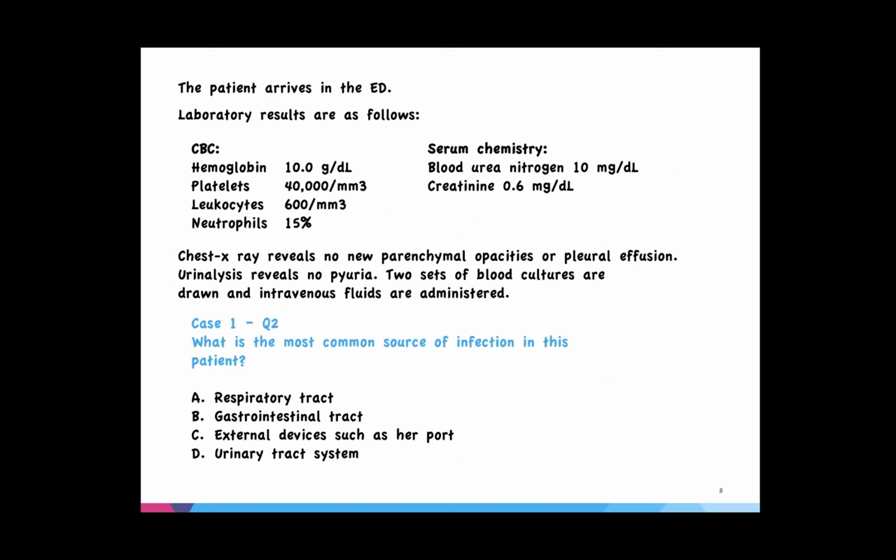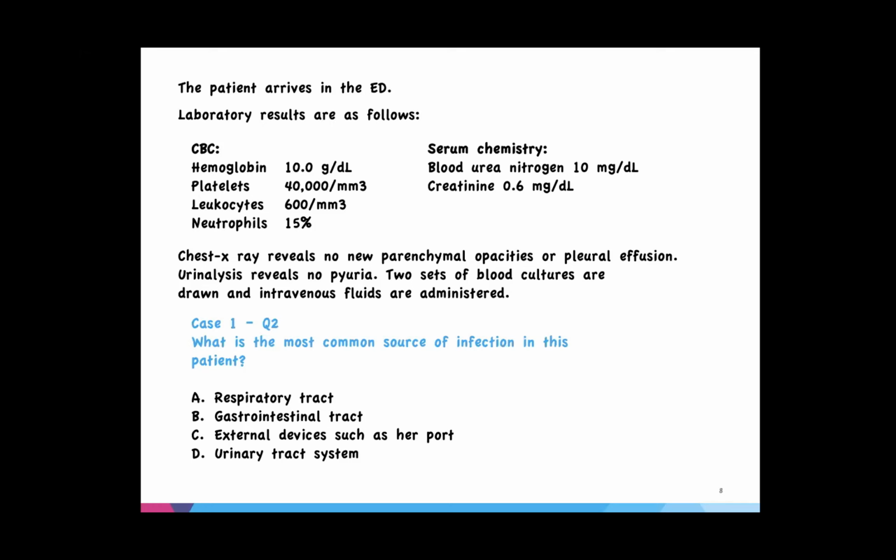Now she is in the ED because you guys sent her from the Ryan Center, like always happens. It's from WFR, you have EMS bringing patients to the ED, and she's getting her workup. Okay, so her CBC has a hemoglobin of 10, platelets are 40,000, leukocytes 600, and neutrophils are 15%. And that's something that I wanted to tell you. Let's say you don't have a differential.